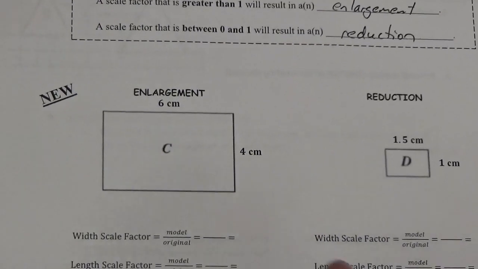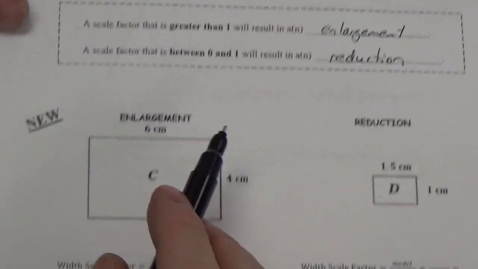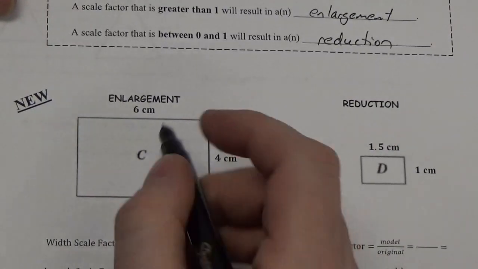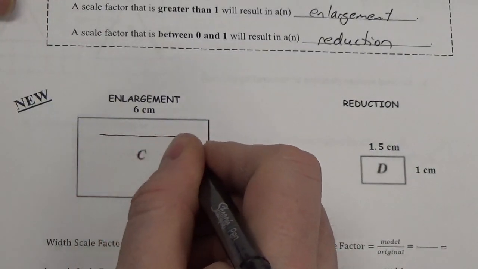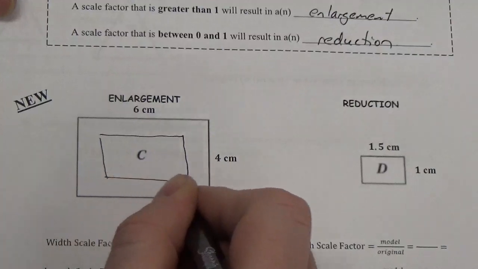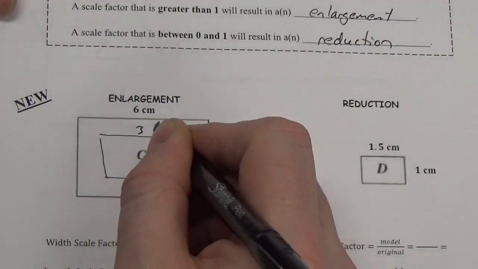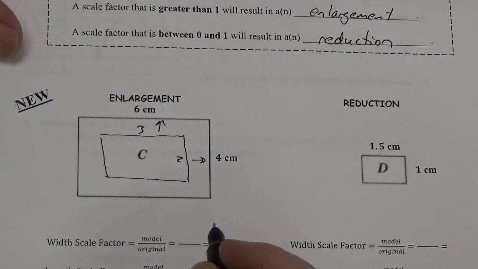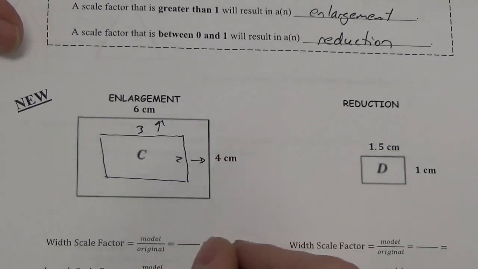So here we go. If we went from, remember, 3 and 2 to 6 and 4, our old one was in here somewhere, and this was 3 and this was 2, and so this has gotten bigger, this has gotten bigger here. So the width scale factor, the model, the new one is 4, the original was 2. That's by a scale factor of 2.